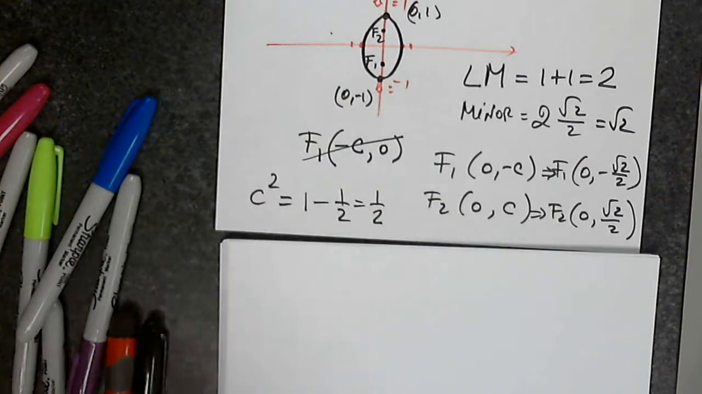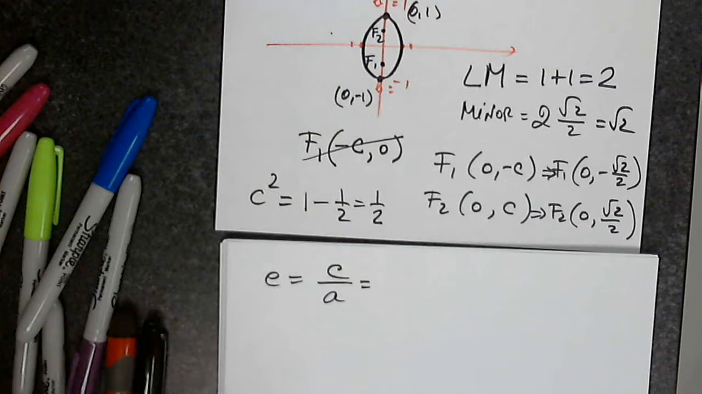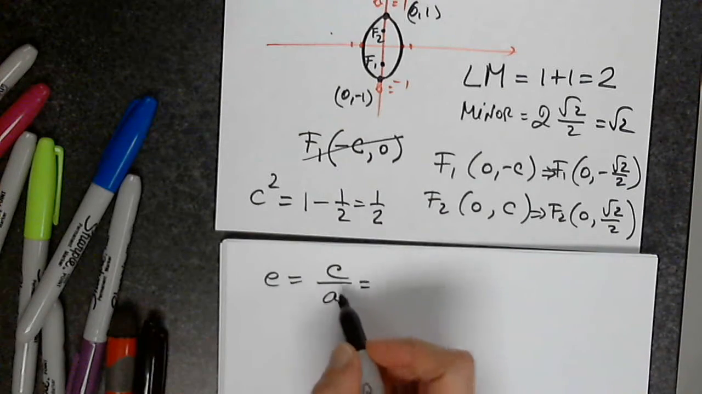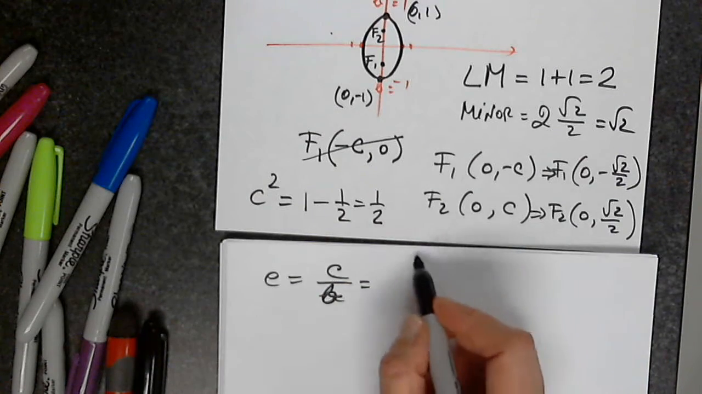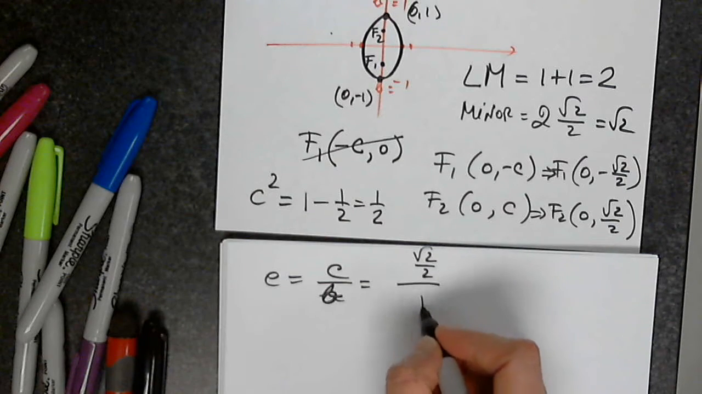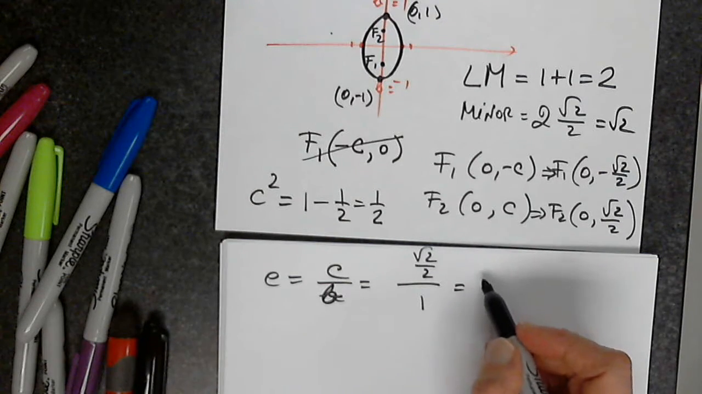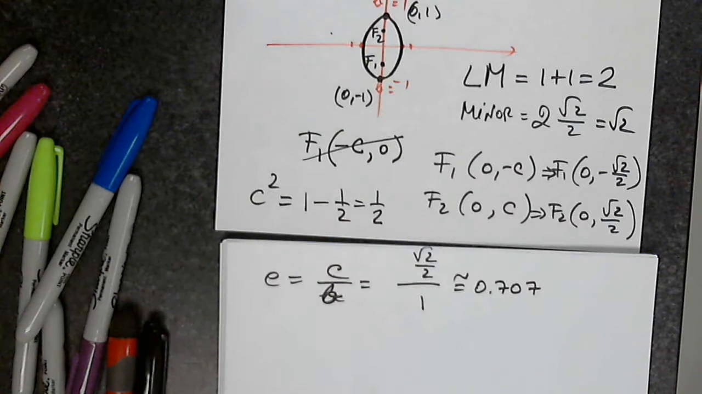So then the eccentricity is c divided by a. So c, I'm sorry, in this case it's b. In our notation is b. So c is the square root of 2 over 2 divided by b, which is the square root of 1, which is 1. So this is the square root of 2 over 2, and as we just determined, 0.707.